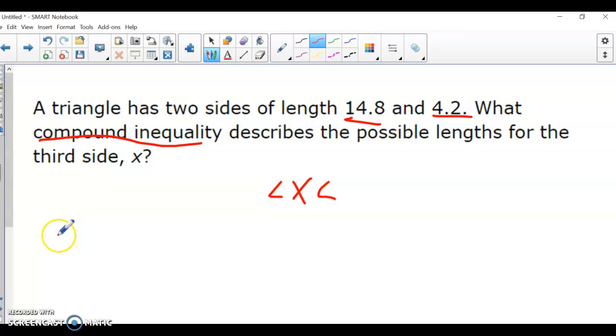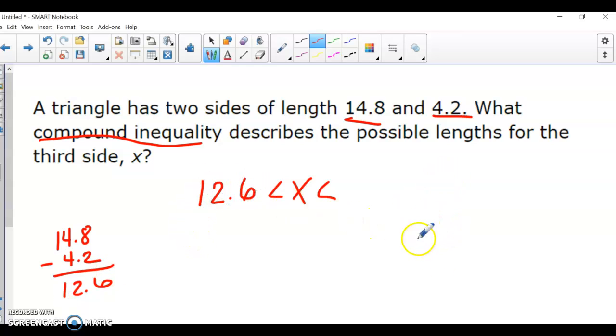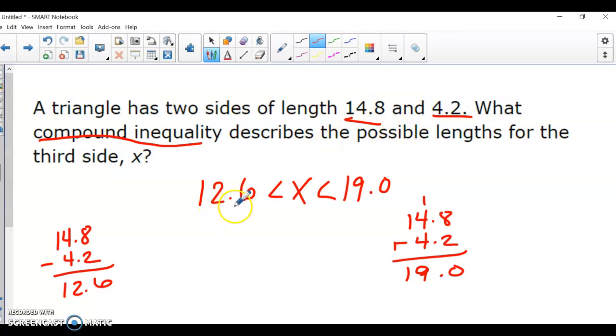Just like I said, I'm going to subtract them. 14.8 minus 4.2 gives me 12.6, and that's my subtracting number, so I'm going to write that on the left. Then on the right side, I need to add them. 14.8 plus 4.2 gives me 0, carry 1, 9, and 1, so 19. That means the third side of this triangle could be anywhere from 12.6 to 19, and any number in between.